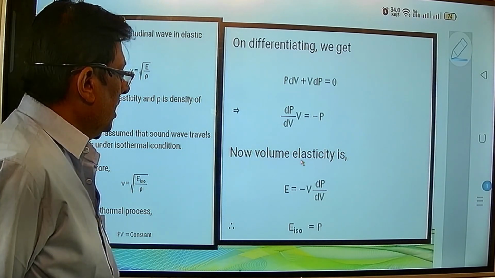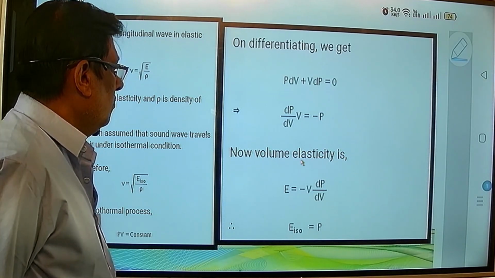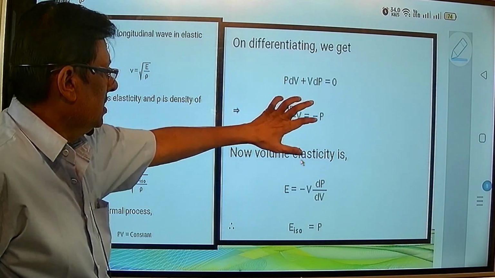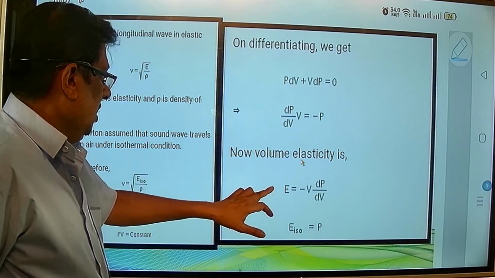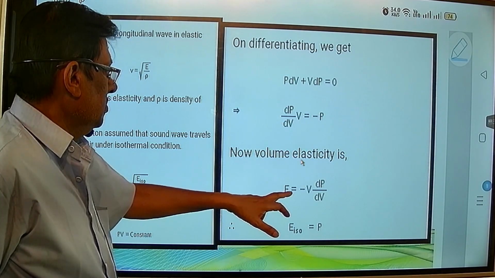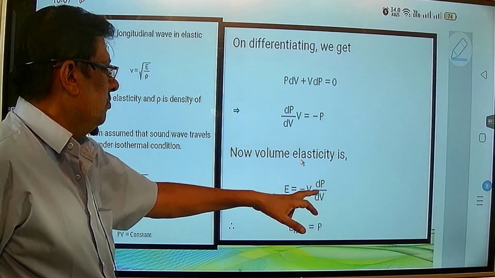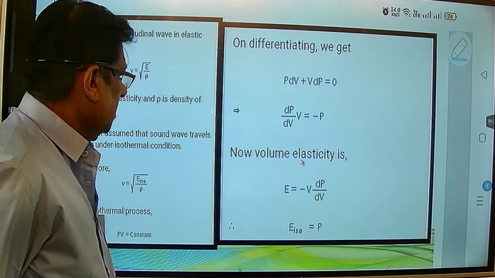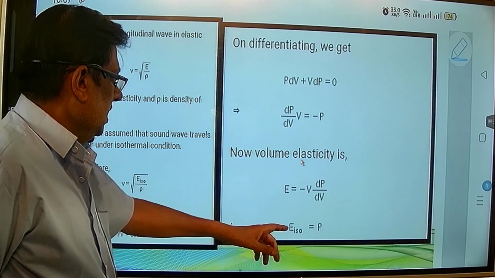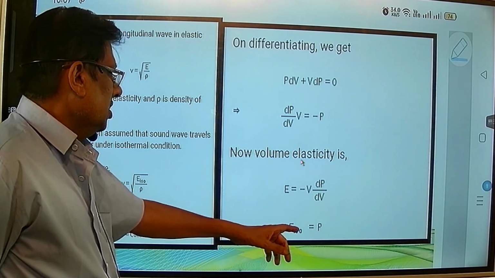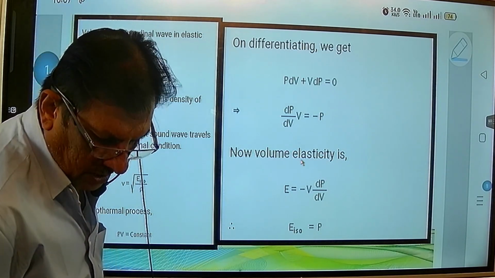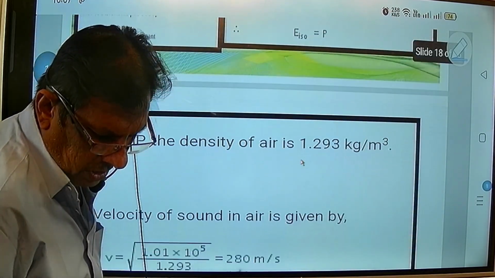Now, what does volume elasticity tell us? Volume elasticity E is equal to minus V dP by dV, because we know that E depends on the volume. So hence E isothermal is equal to P.